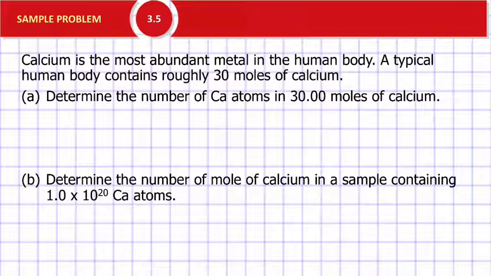Okay, let's do a couple more problems. Calcium is the most abundant metal in the human body. A typical human body contains roughly 30 moles of calcium. That's the backstory for this problem. We don't really need that. They just throw that in there. Not sure why. Determine the number of calcium atoms in 30 moles of calcium. That's the real question.